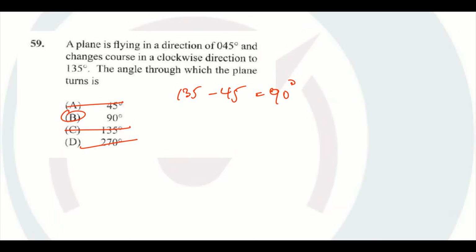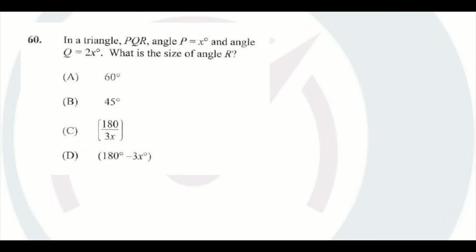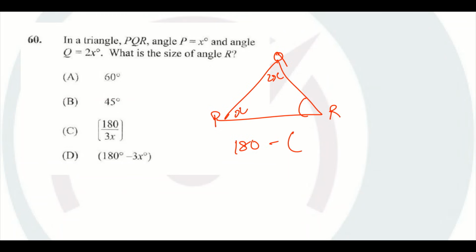And our last one. In a triangle PQR, P is x, Q is 2x. What is the size of the angle R? We know that angles in a triangle add up to 180. So 180 minus (x plus 2x), that's 180 minus 3x. This question has come up about 5 times already. So our answer is going to be D, 180 minus 3x.